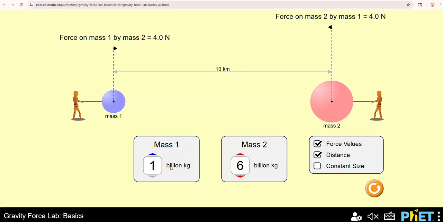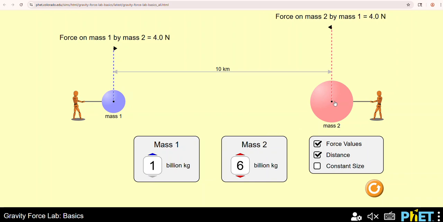So when I say 6 billion kilograms, remember that the American billion has 9 zeros. So this is the same as 6 times 10 to the 9 kilograms, right? 6 times 10 to the 9 kilograms, so 6,000 million kilograms. Well, as you can see, you can control the masses here. Always keep in mind what I said about the billion.